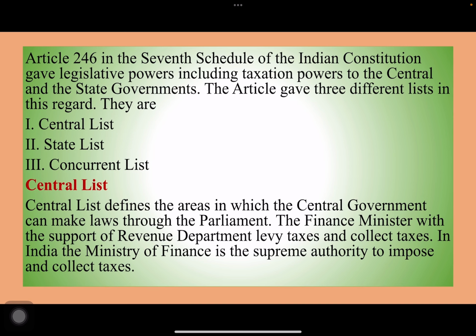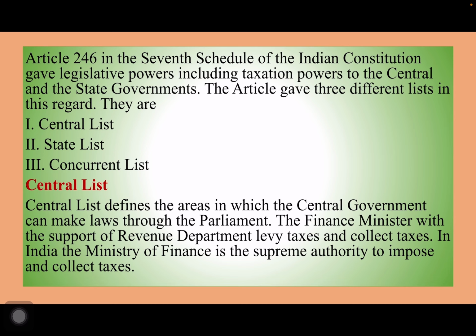Article 246 in the 7th schedule of Indian Constitution gave legislative powers including taxation powers to the central governments and state governments. The article gave three different lists in this regard. They are central list, state list and concurrent list. Central list. Central list defines the areas in which central government can make laws through parliament.